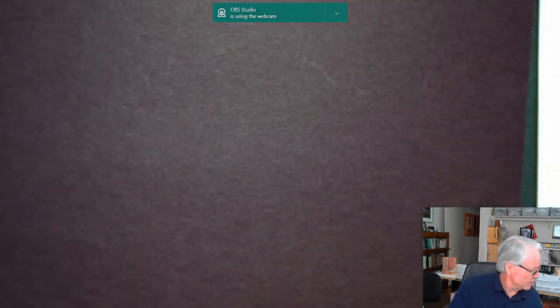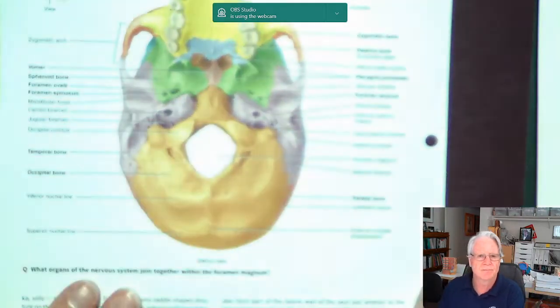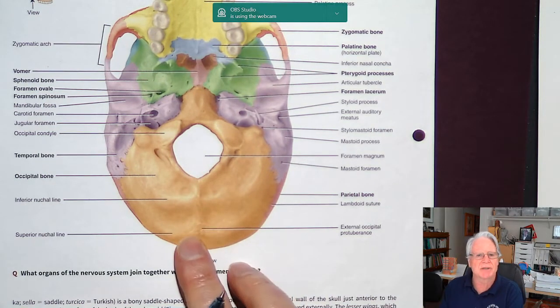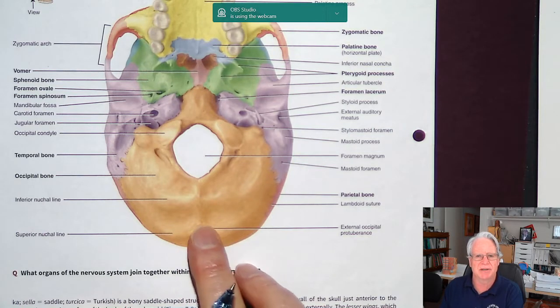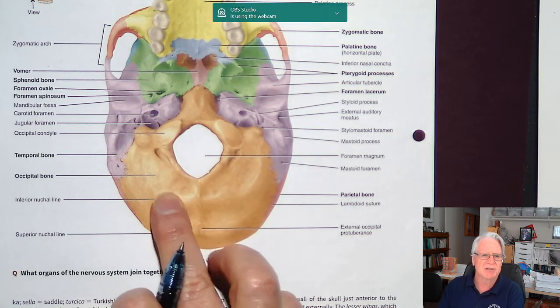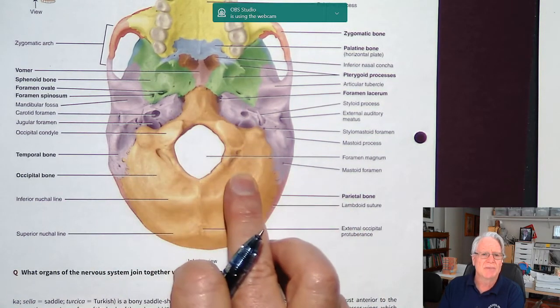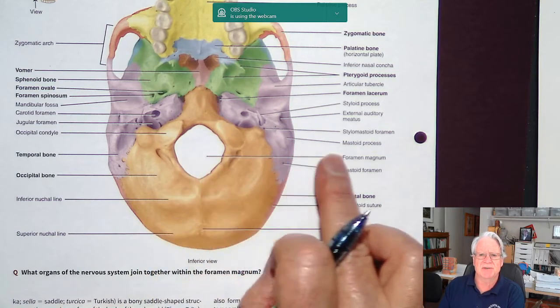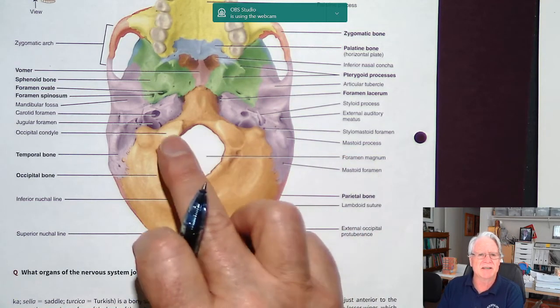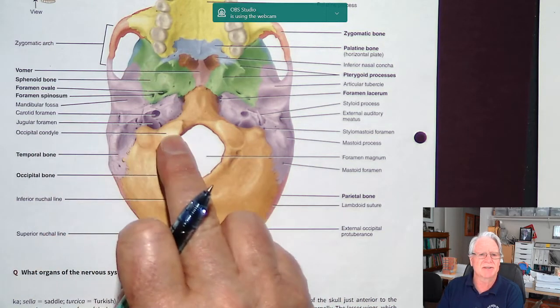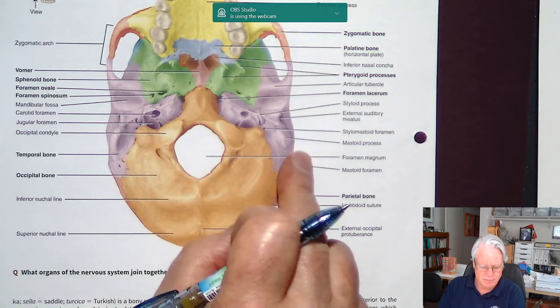But that's not all. We also have this view. So now we're on the inferior surface of the skull. And again, in orange is the occipital bone. There is the external occipital protuberance. As you see, it extends down and creates the bottom platform of the skull. And it has this very large opening. That's the foramen magnum. And then on either side are the occipital condyles, right there.